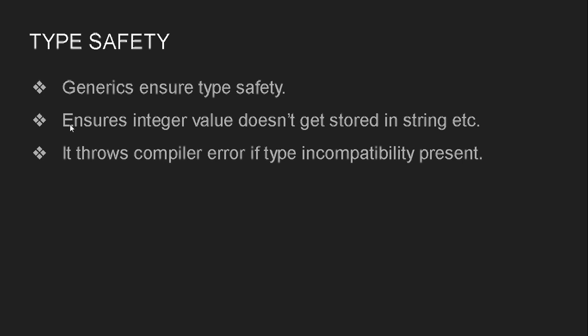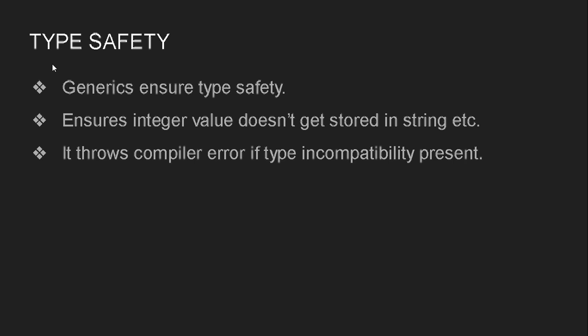It is going to ensure that an integer value is not going to get stored in a string, because obviously it is not going to work. You cannot store an integer value in a string variable. I cannot write String str = 123. Of course, if I put double quotes over 123, then it's a completely different thing, don't get confused. But here we are talking about type safety with generics.